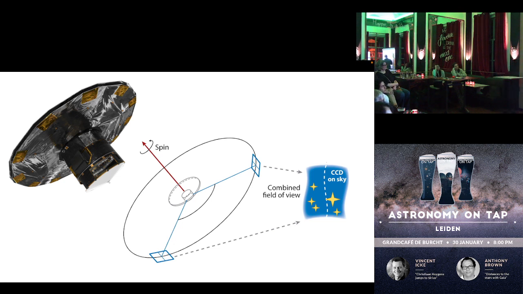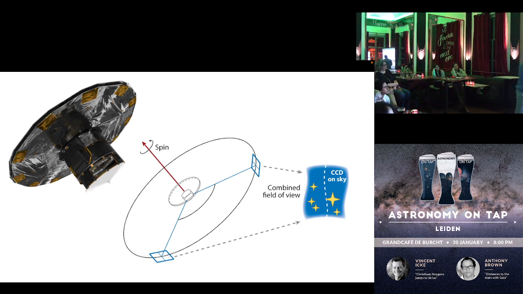And Gaia spins around this axis, which is perpendicular to the lines of sight of the 2 telescopes. So every 6 hours it scans a great circle in the sky. And by moving the spin axis over the course of, say, 2 months, we can cover the whole sky. So we change the position of these great circles and in that way cover the whole sky.